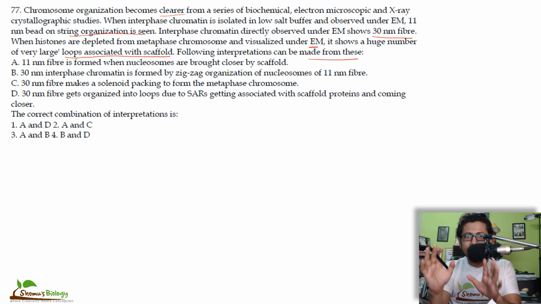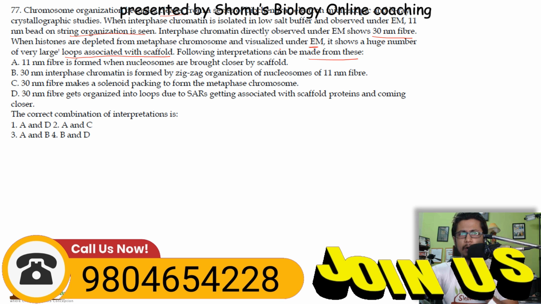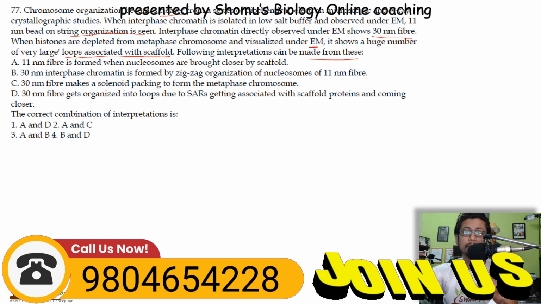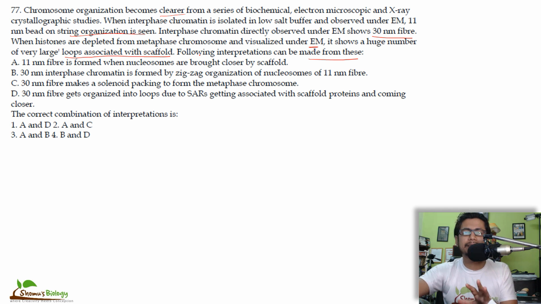While I am reading this question, right after reading the 11 nanometer beads on string model, I thought that this question is going to be about the structure of nucleosome, the structure of chromosome and chromosomal organization. And I am right. The second line states 30 nanometer fiber, then a scaffold protein structure. So this is nothing but a question from chromosomal structural arrangement. If you know that, you can attempt the question. It's easy, because every single detail is given and 4 statements are also given. You just need to find out the correct combination of statements. Okay, so let's read the statements.